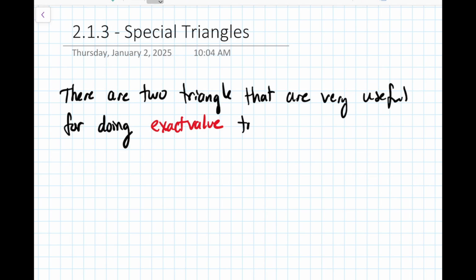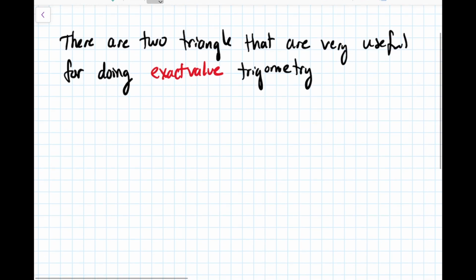We dabbled our toes into this a little bit in the first video for section 2.2, where we did some exact value trig with points, with coordinates. So we did Pythagorean theorem, we got r values and stuff like that. This video is a little different. It is still going to involve some exact value trig, but there are no coordinates. It's just a slightly different perspective on things. So I'm just going to go straight into it.